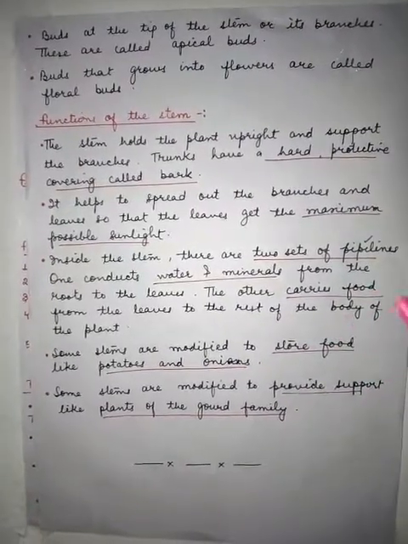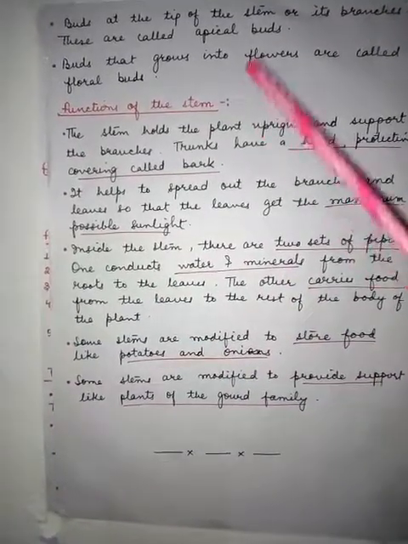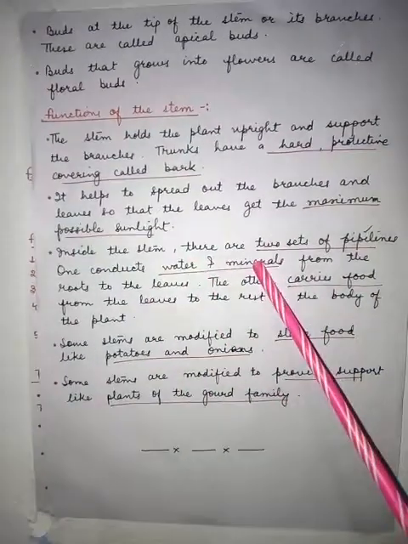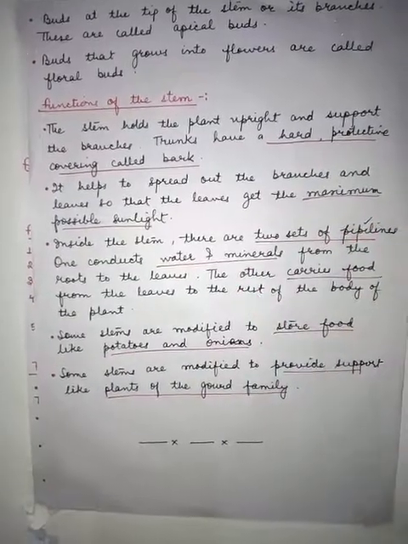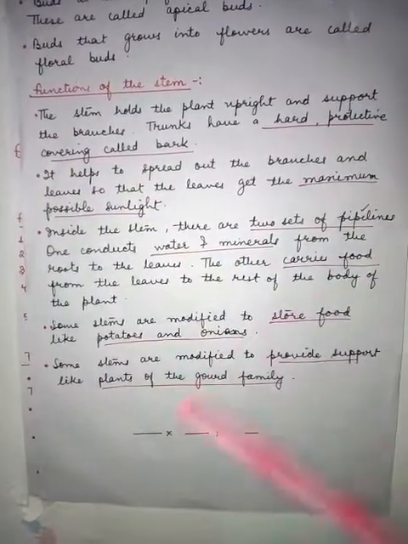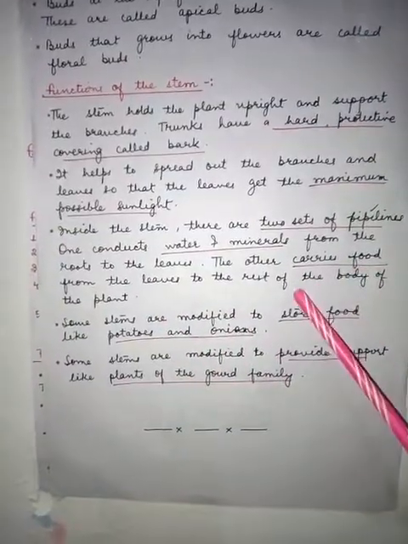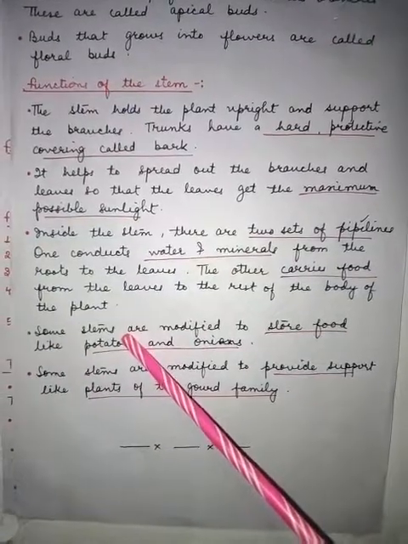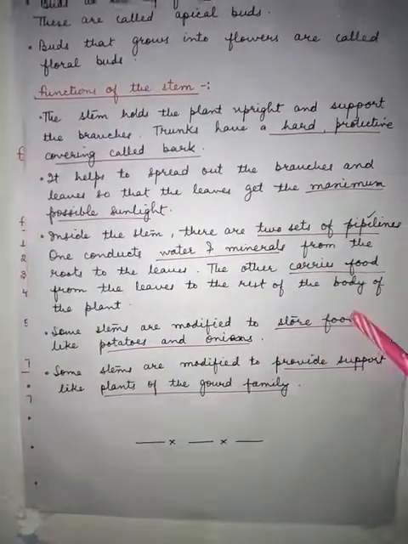One pipeline conducts water and minerals from the roots to the leaves. The function of the other one is to carry food from the leaves, because leaves prepare food by the process of photosynthesis, to the different parts of the plant. There are some stems which, like roots, are modified to serve additional functions, and that function is to store food.